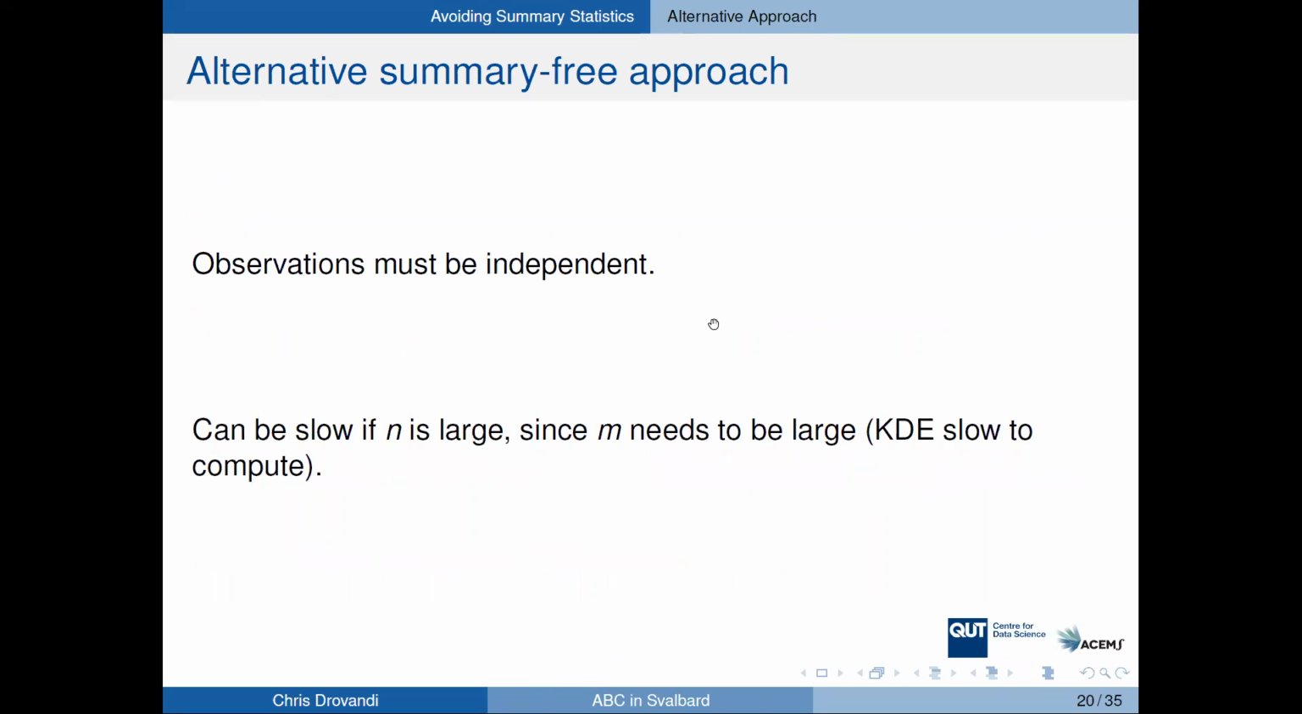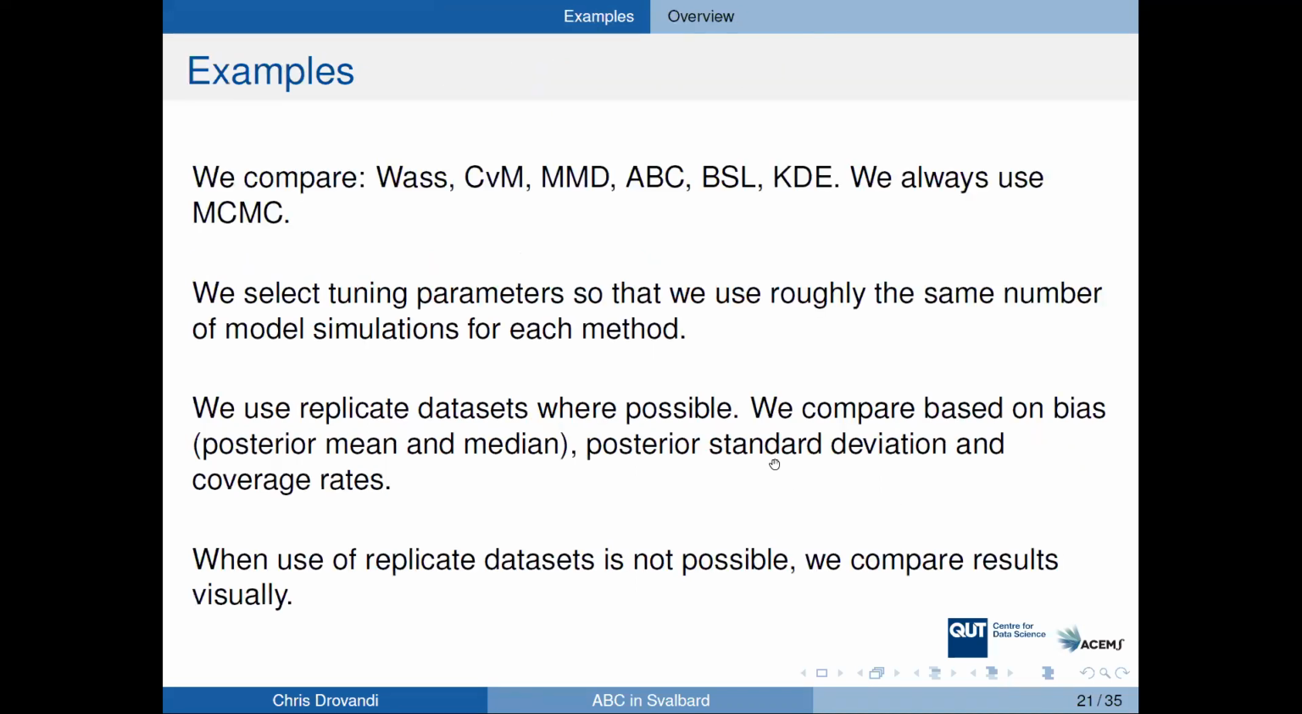So a potential limitation of this one is that the observations need to be independent. And secondly, it can be slow if the number of data points is large, because then we need to take the m to be large, and that causes the KDE to be slow. Okay, so that was a qualitative comparison of the different methods.